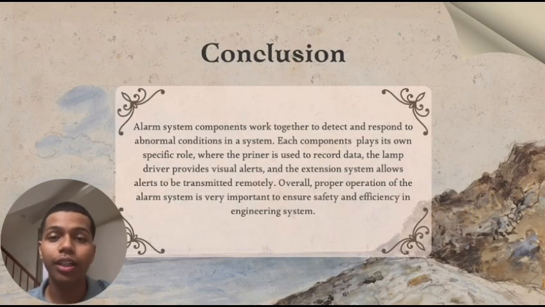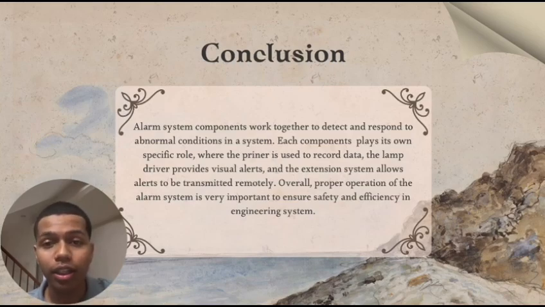In conclusion, the alarm system is made up of different components that work together to detect and respond to problems. Each component has its own function: the printer records, the lamp driver shows visual warnings, and the extension system sends alerts to other locations. That's why it is important for everything to work properly so the system can stay safe and efficient.